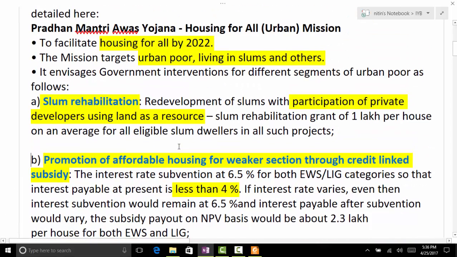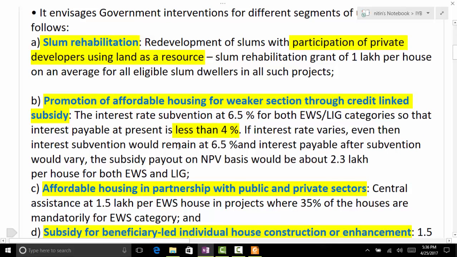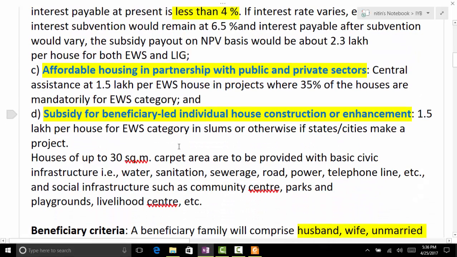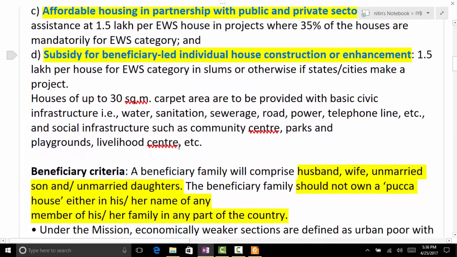Let us go through them once again. The first component is slum rehabilitation, done by private players. They will use the land as a resource, and again subsidy could be given there. Secondly, affordable housing with interest subvention. They will only have to pay interest up to 4%. Third, public-private affordable housing, including both public and private. Fourth, encourage the beneficiaries to construct their own houses and give them a subsidy. How much? 1.5 lakh rupees. So these are the 4 components.